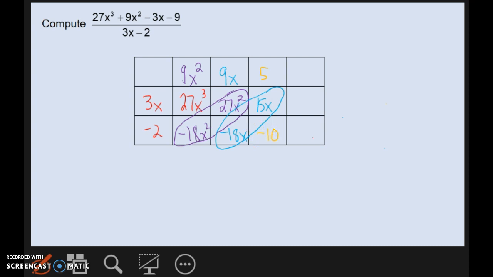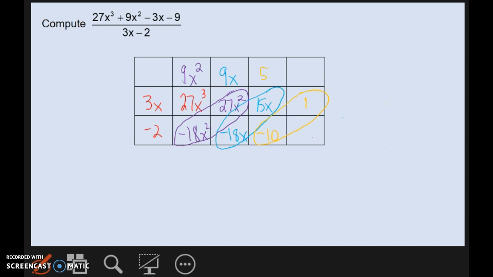But that doesn't match what I have in my numerator. I've got a negative 9 in my numerator. So what I actually need to do is add in another column to make a little adjustment. So my adjustment is I'm going to take a negative 10 and turn it into a negative 9. That means I'm going to have to add a 1. That 1 represents a remainder.